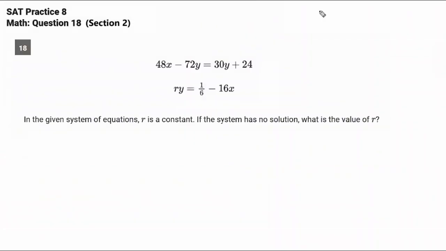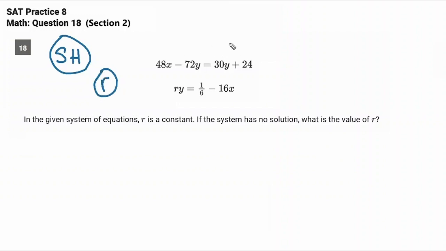We're on SAT Practice Test 8, Math Section 2, Question 18. Level of difficulty here is hard. Most people are going to take one look at this monstrosity and they're going to think stupid hard. They're definitely going to be right. There's going to be 4 stupid hard questions in every Section 2 of every SAT, and this is one of them. You got 2 equations. In the given system of equations, r is a constant. If the system has no solution, what's the value of r? So write down r and circle it.